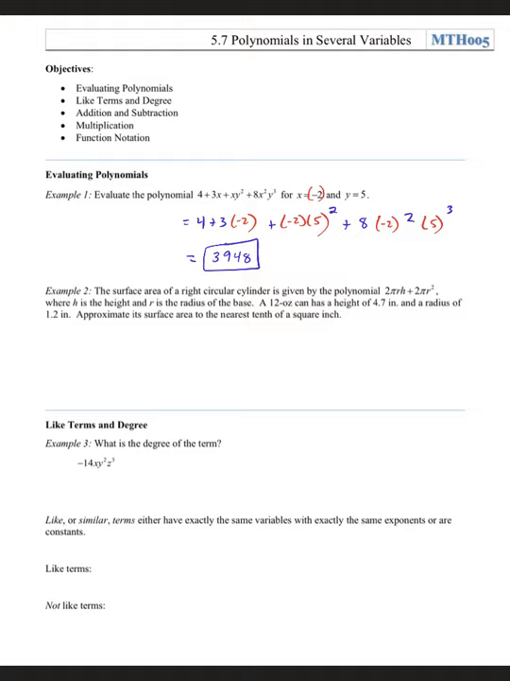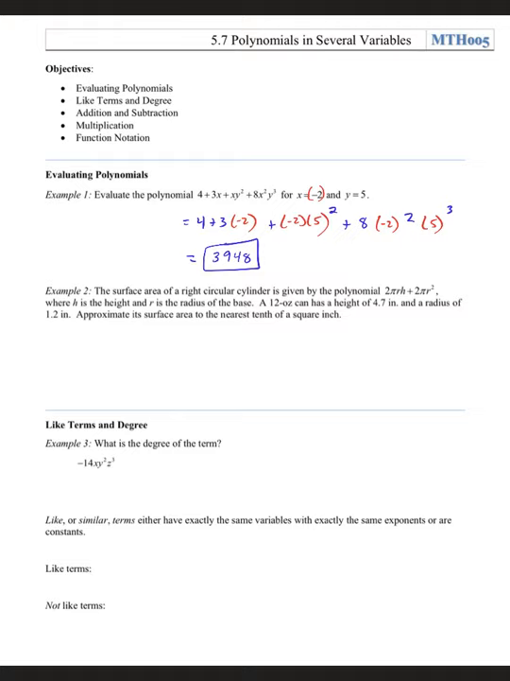All right, example 2. Surface area of a right circular cylinder is given by the polynomial 2 pi rh plus 2 pi r squared, where h is the height and r is the radius. A 12-ounce can has a height of 4.7 inches and a radius of 1.2 inches. Approximate the surface area to the nearest tenth of a square inch.